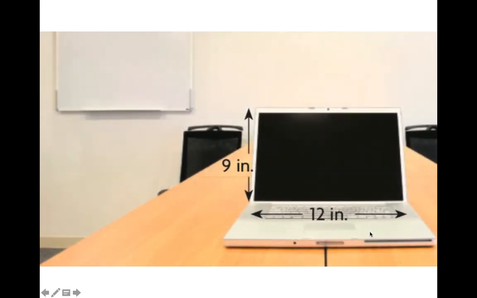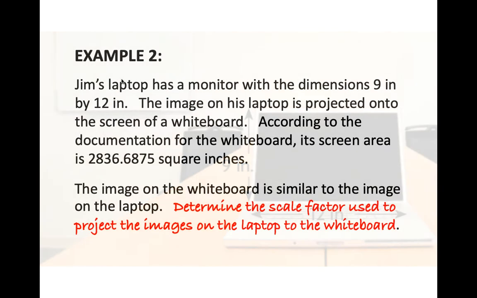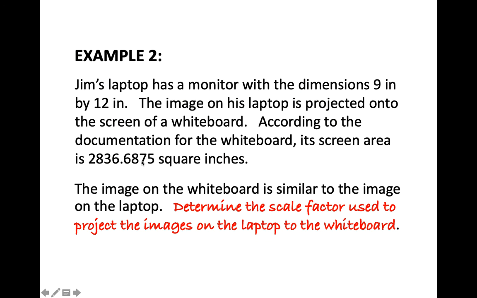The next question has to do with taking a look at an image on a laptop as it's projected onto a whiteboard. So Jim's laptop has a monitor with the dimensions 9 inches by 12 inches. The image on his laptop is projected onto the screen of a whiteboard. According to the documentation for the whiteboard, the screen area is, and it gives us this random number. Now, the image on the whiteboard is similar to the image on the laptop. So, first of all, determine the scale factor used to project the images.